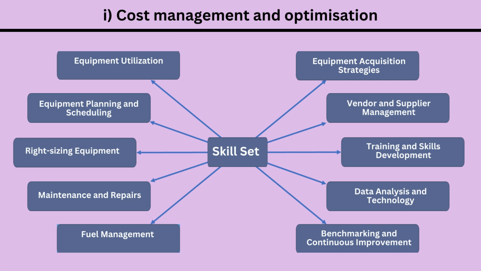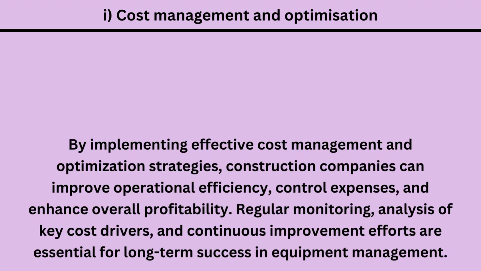7. Vendor and supplier management. 8. Training and skills development. 9. Data analysis and technology. 10. Benchmarking and continuous improvement. By implementing effective cost management and optimization strategies, construction companies can improve operational efficiency, control expenses, and enhance overall profitability. Regular monitoring, analysis of key cost drivers, and continuous improvement efforts are essential for long-term success in equipment management.